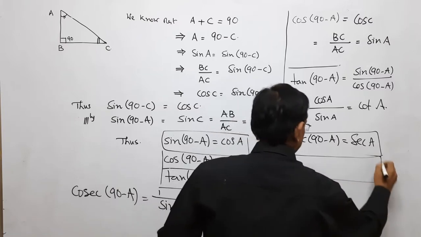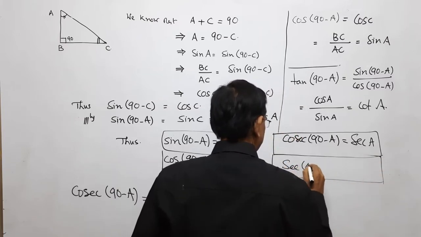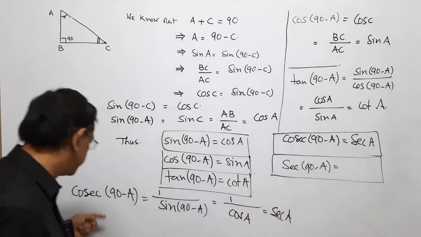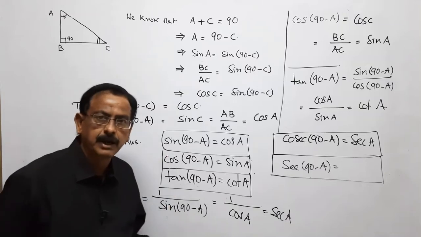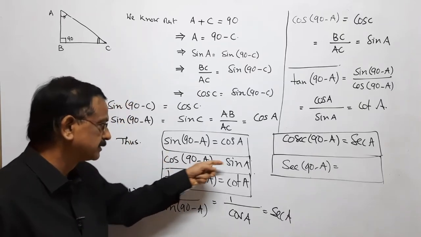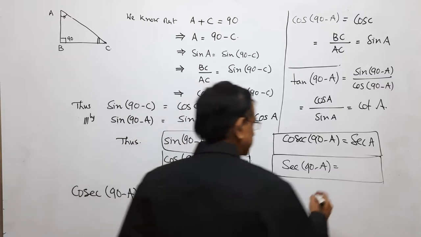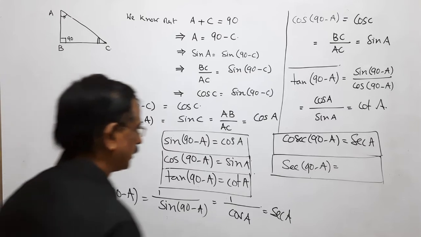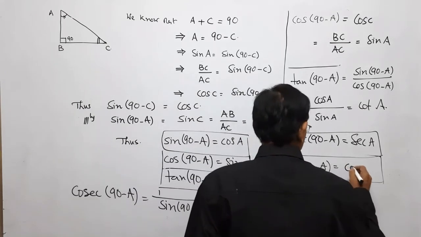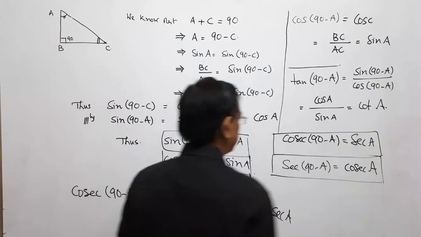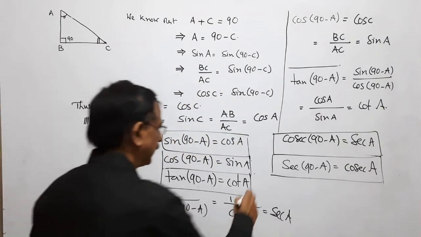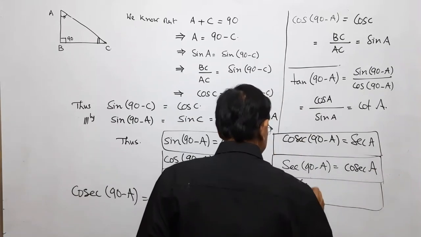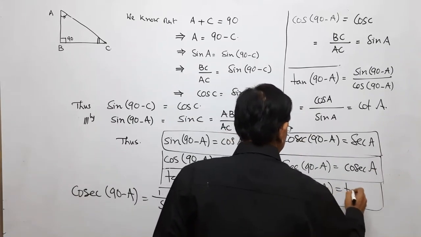Now what about secant of 90 minus A? Again, secant of 90 minus A is 1 by cos of 90 minus A, but cos of 90 minus A is sin A, so 1 by sin A is cosecant A. And finally, cot of 90 minus A will become tan A.